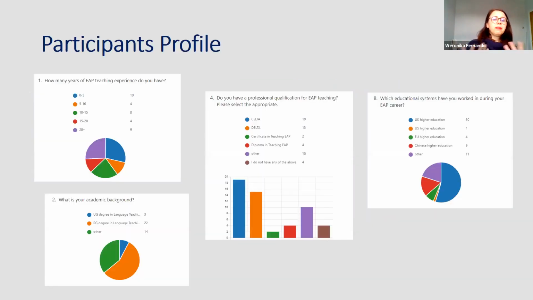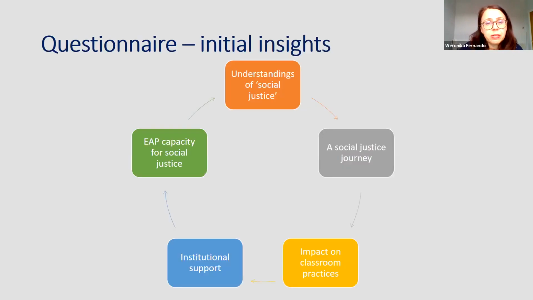In terms of participant profiles, you can gather from what you can see on the slide. We have participants who have less experience, from 0 to 5 years, but also participants who are very experienced, more than 20 years. Most of our participants have a university degree, and most of them have a postgraduate degree. Most of them have some level of professional qualification, and in terms of the educational systems where they have worked, most of them have experience of working in UK higher education.